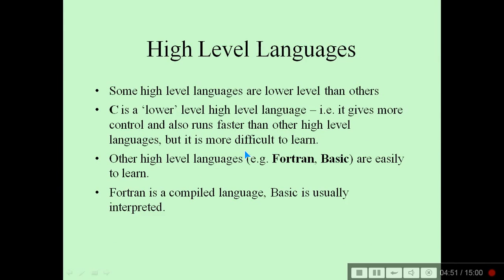High level languages are languages which are very close to English. We program through them. For example, the C language, developed by Dennis Ritchie, runs faster than other high-level languages, but is considered quite difficult to learn, though I don't think so. It is a good language. Once you have command of this, C is a basic building block of other languages too. For example, Fortran, formula translation, and BASIC are quite easy to learn. Fortran is a compiled language and BASIC is interpreted.